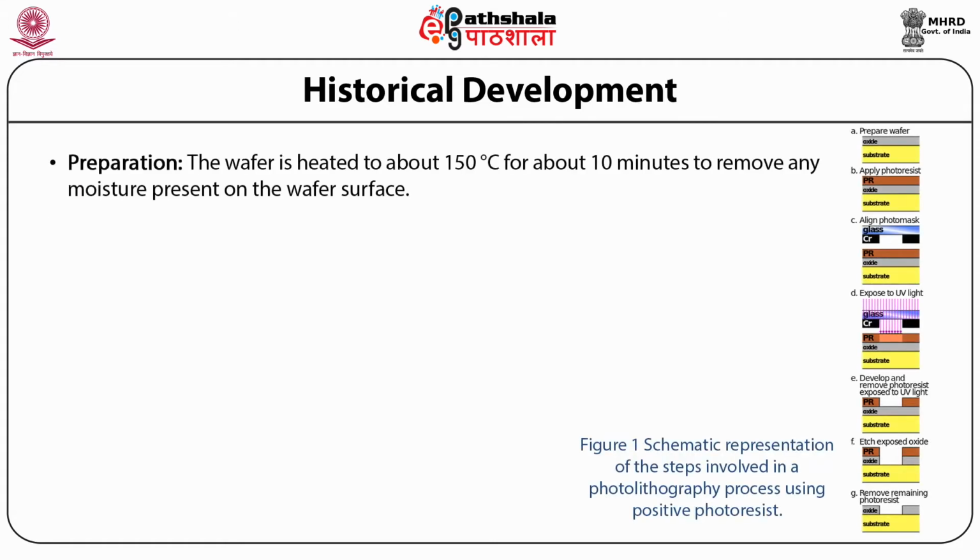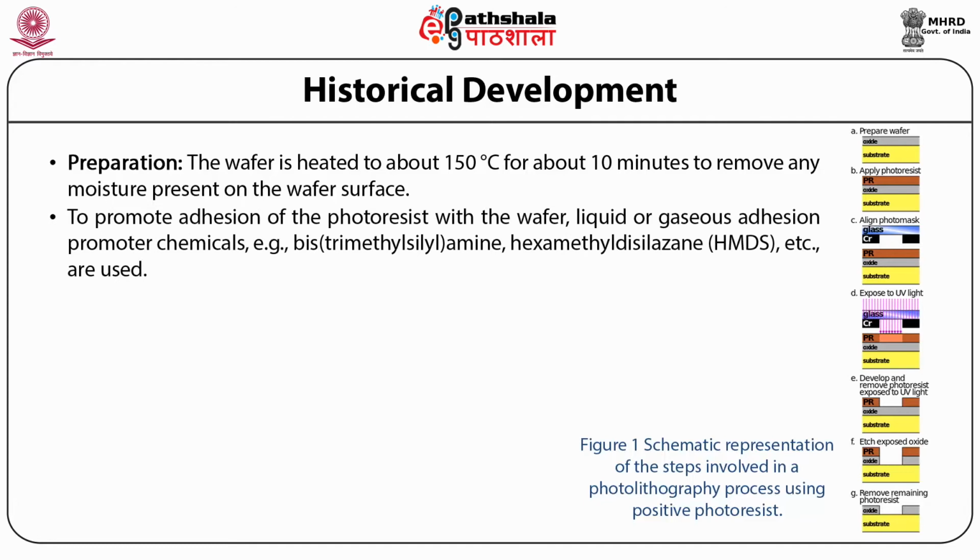Second, preparation. The wafer is heated to about 150 degrees Celsius for about 10 minutes to remove any moisture present on the wafer surface. Previously cleaned and stored wafers must be cleaned before use. To promote adhesion of the photoresist with the wafer, liquid or gaseous adhesion promoter chemicals, for example, bis(trimethylsilyl)amine, hexamethyldisilazane, HMDS, etc., are used.